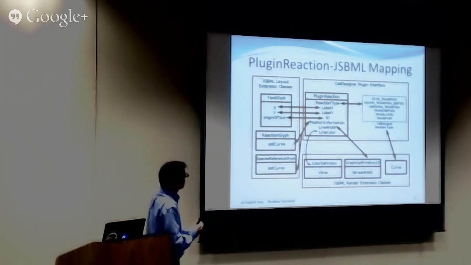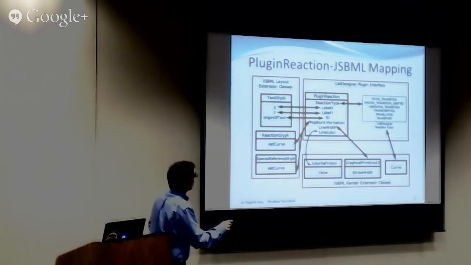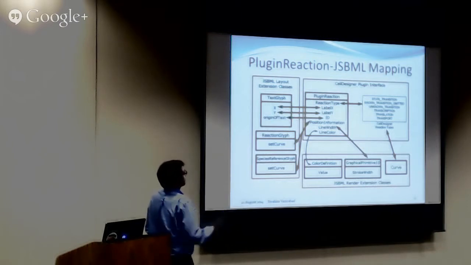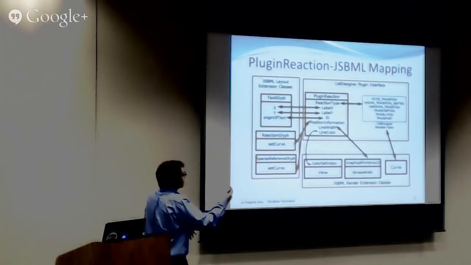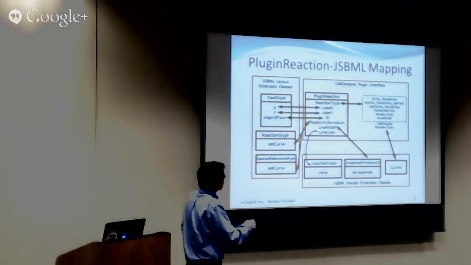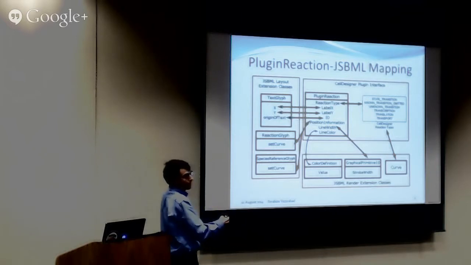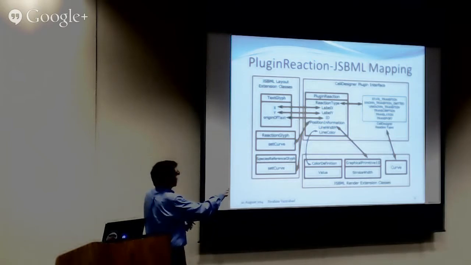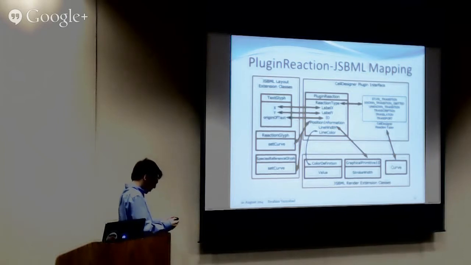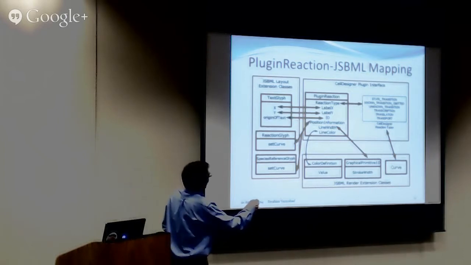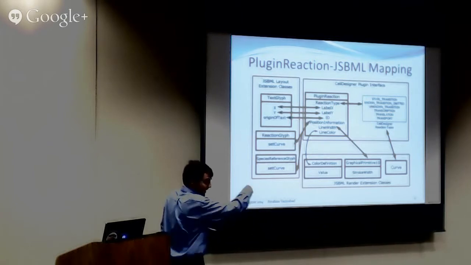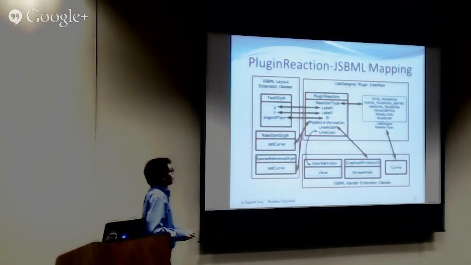And finally, the plugin reaction mapping. What I'd really like to focus on in this schematic is the position information attribute. We would be using this position information for setting the position of the curve segments, which are in the layout class, and we'll be setting those in the reaction glyph and the species reference for the class. Also, one more thing I want to mention is that the reaction type determines how the reaction curve is rendered.